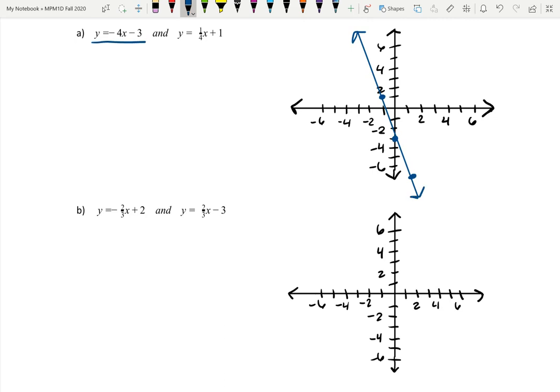Okay, so that was the first line. I'll label it. And then the second one is 1/4x plus 1. So I'm going to start with my B and then up 1 to the right 4. 1, 2, 3, 4. Okay, I'm going to go down 1 to the left 4. 1, 2, 3, 4.